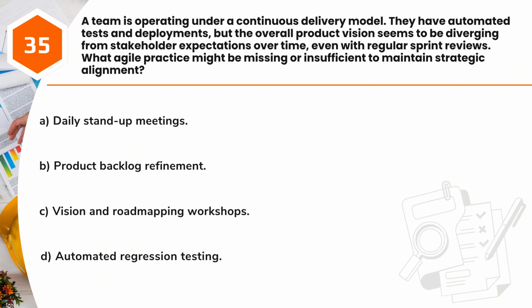Question 35. A team is operating under a continuous delivery model. They have automated tests and deployments, but the overall product vision seems to be diverging from stakeholder expectations over time, even with regular sprint reviews. What Agile practice might be missing or insufficient to maintain strategic alignment? A. Daily stand-up meetings. B. Product backlog refinement. C. Vision and road mapping workshops. D. Automated regression testing.